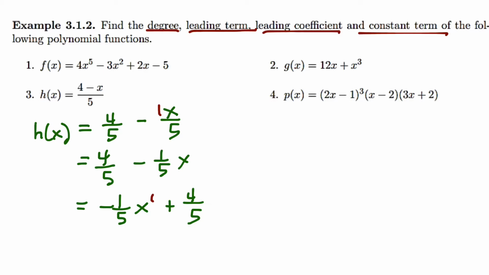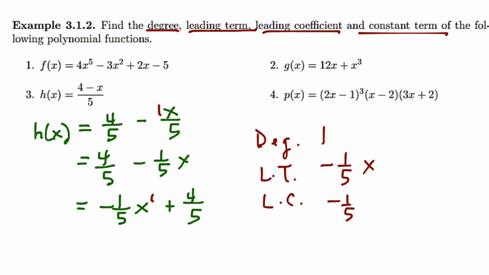All right. So the degree is 1. Your leading term is negative 1/5 x. Your leading coefficient is negative 1/5, and your constant term is 4/5.